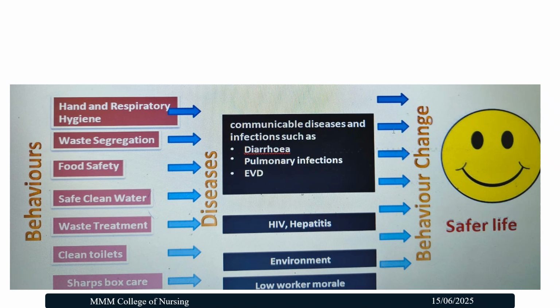So here is an example. Here are the behaviors. The people have poor hand hygiene and respiratory hygiene, poor waste segregation, food safety, safe clean water, waste treatment, clean toilet, and proper care. Because of these unhealthy behaviors, they are getting waterborne diseases, foodborne diseases, fecal-borne diseases like that. So here we need to change their behavior.